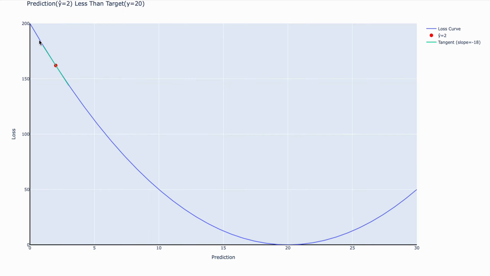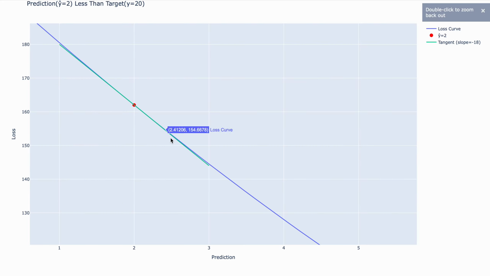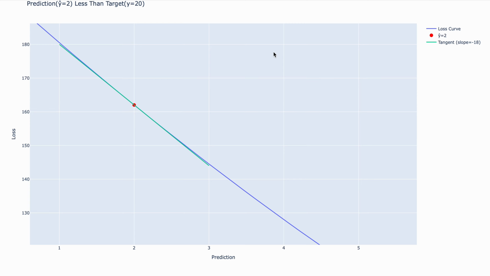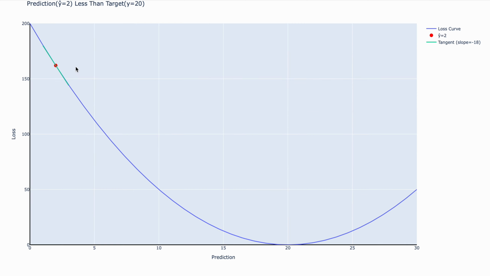And this green line over here, if I zoom in, you see this green line. This is the gradient. This is the partial derivative. It's what we calculated over here. It's the partial derivative of the loss with respect to y hat. As you can see, it's negative 18. And this means the slope, or the rate of change, at y hat equals 2 is negative 18. Now, what does that mean? That means that if I increase my prediction by 1 unit, the loss is going to change by that 1 unit times the slope, which is negative 18.